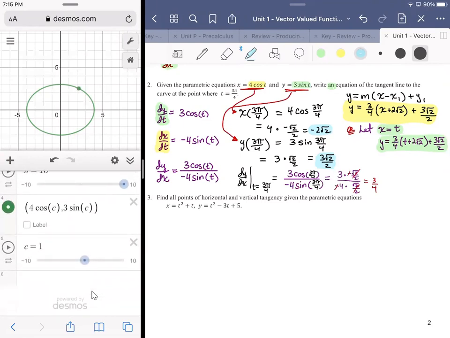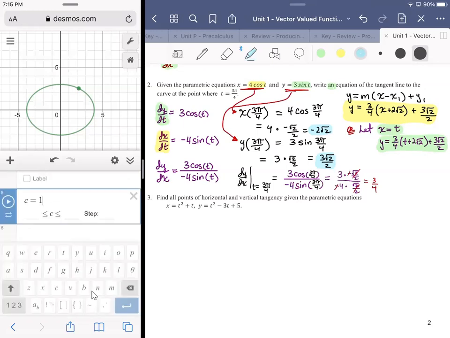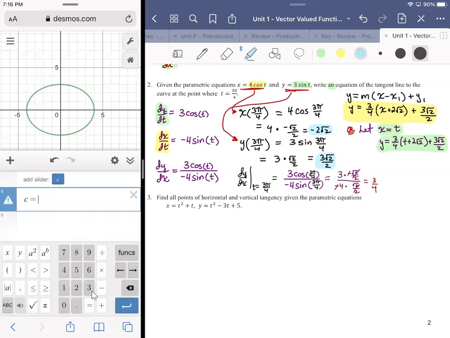and the benefit of doing it this way, and I kind of glossed over this, so I apologize, by making it a slider rather than just doing direct substitutions, is that if I needed to put in multiple values, I can do it using the slider, all right? But here, I want it to be a 3 pi over 4, so I could just type in a 3 pi over 4.